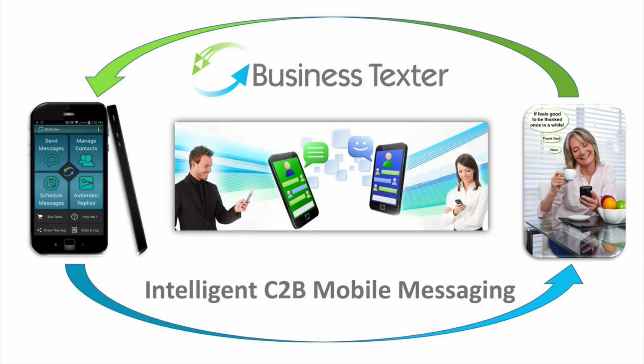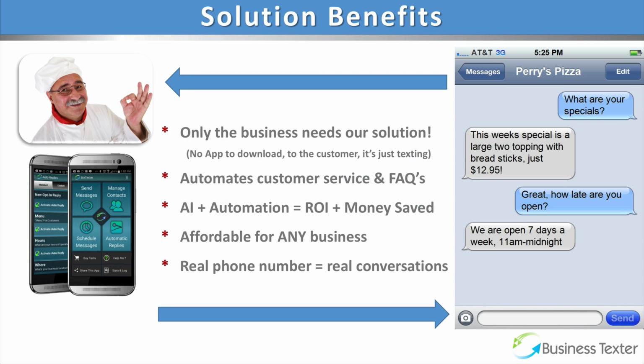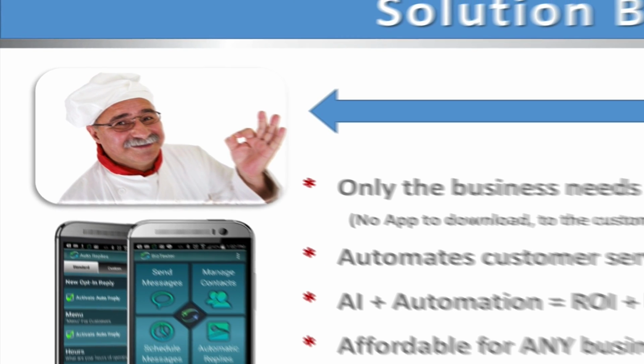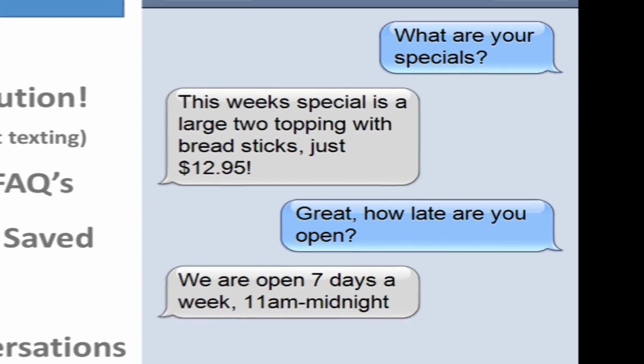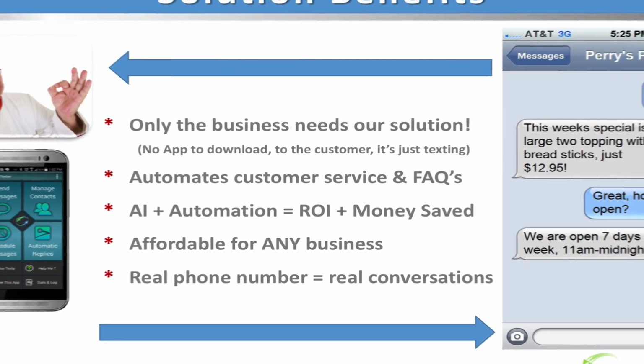Here's a quick introduction to BizTexter, an artificial intelligence system for consumer-to-business mobile messaging. Our user is the business. Their user is the consumer. The consumer can text in, "What are your specials?" or "How late are you open?" and get automatic responses. And they don't have to have a smartphone, they don't have to download an app or follow anyone on social media.